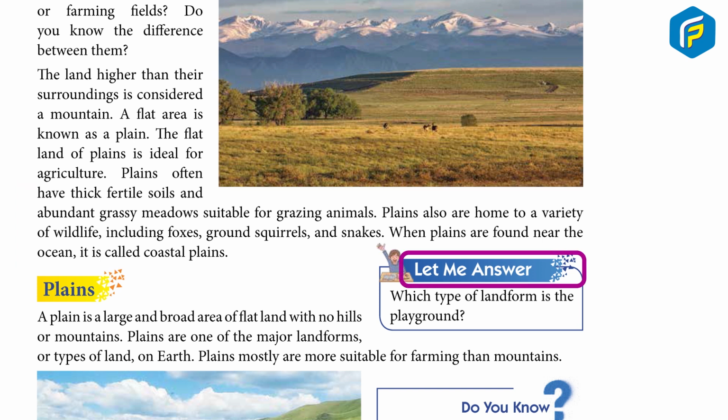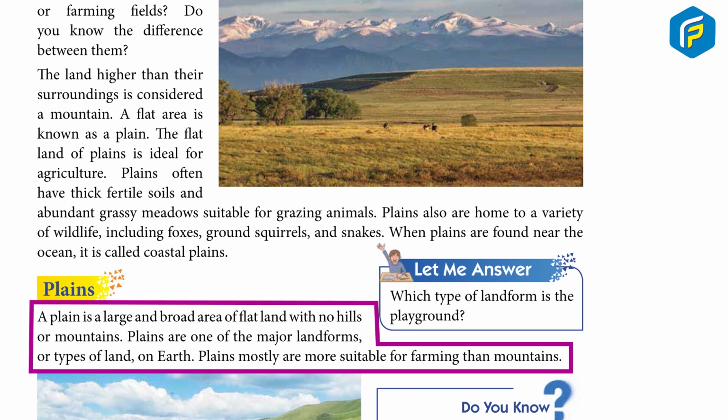Let me answer. Which type of landform is the playground? Plains. A plain is a large and broad area of flat land with no hills or mountains. Plains are one of the major landforms or types of land. On earth, plains mostly are more suitable for farming than mountains.